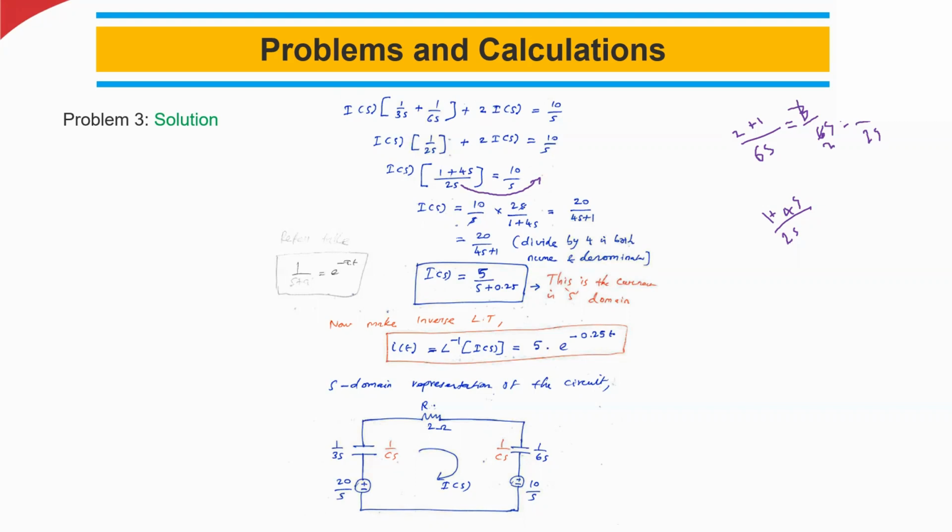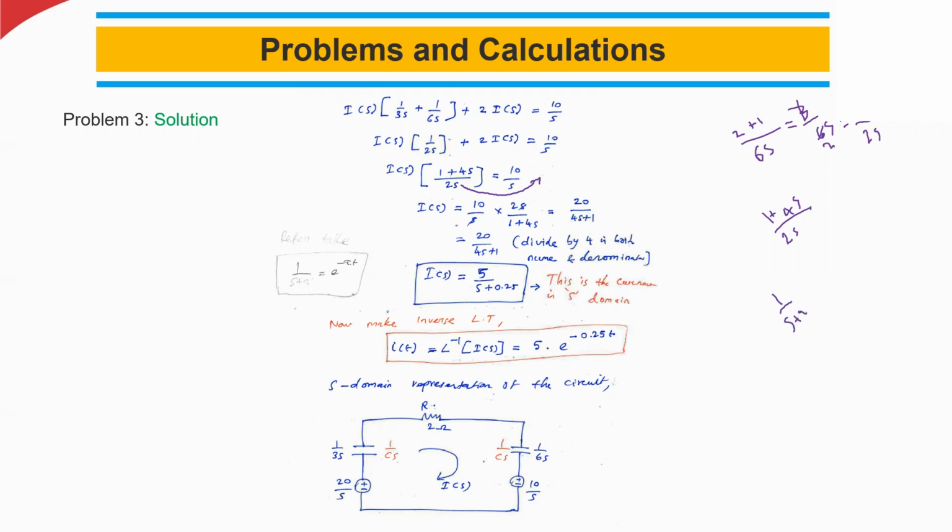So the s and s got cancelled, and 10 times 2 is 20 divided by 1 plus 4s, or 4s plus 1, I can write it. So now this is the final equation of the current. And of course, this is 4s plus 1. I don't want this because I have the formula only for s plus a.